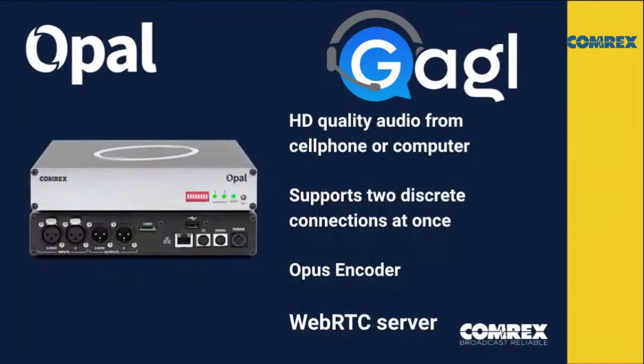It supports two discrete channels, so input and output. You could have those dedicated to two separate studios, or you could actually feed them into a console, give each one a mix-minus, and have them on the air at the same time. As I mentioned, it uses the Opus encoding algorithm, which is a really high quality, very low latency algorithm. And essentially, it's a WebRTC server all in one box.